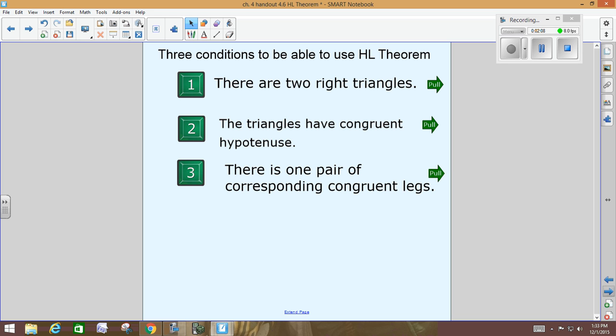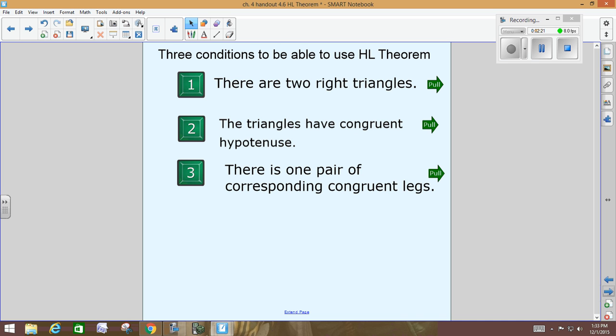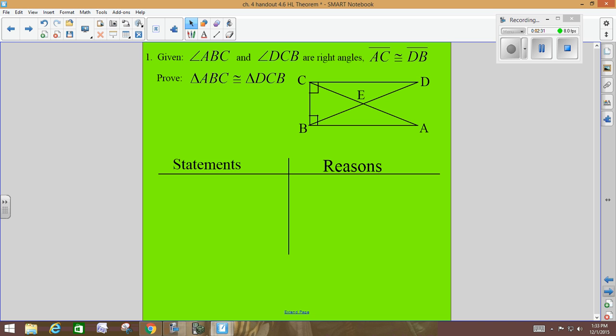That the hypotenuse are congruent? If you have two right triangles, this hypotenuse is congruent to that hypotenuse. And then the legs, you'd have to have corresponding legs congruent. Okay, so HL, congruent hypotenuse, congruent leg, you have to tell me they're right triangles. Those three things are listed there before number one. And we're going to go right to number one to start.